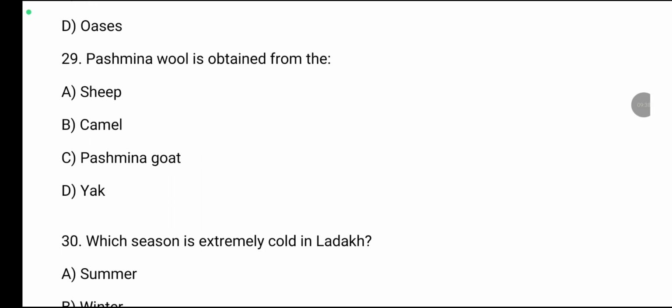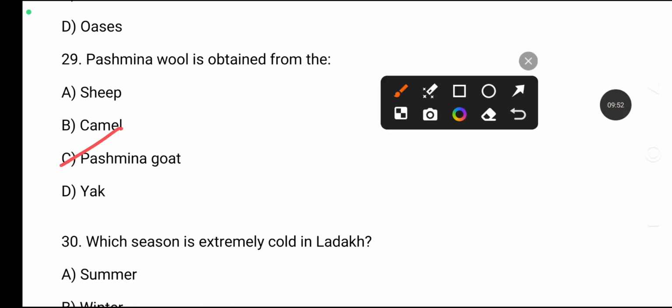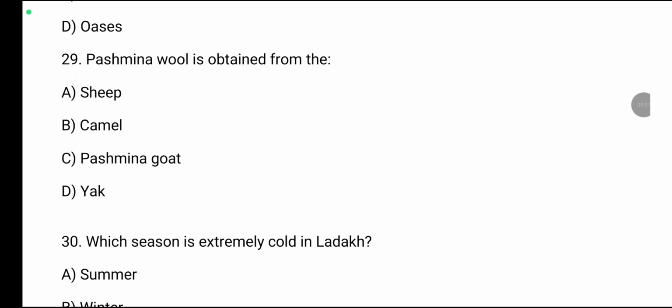Pashmina wool is obtained from sheep, camel, Pashmina goat, and yak. It will be C. Pashmina goat.